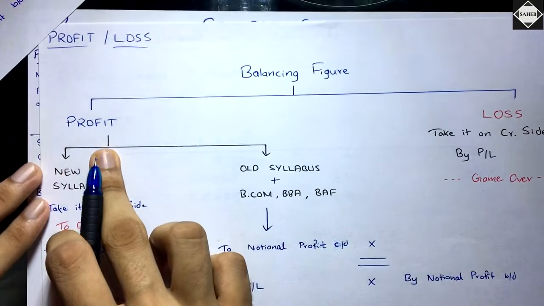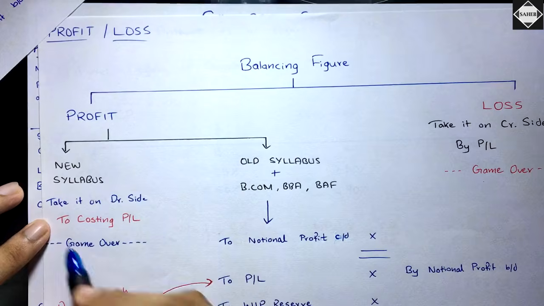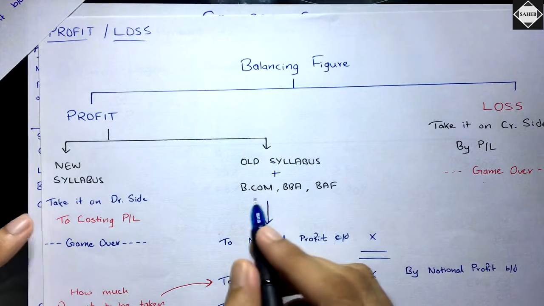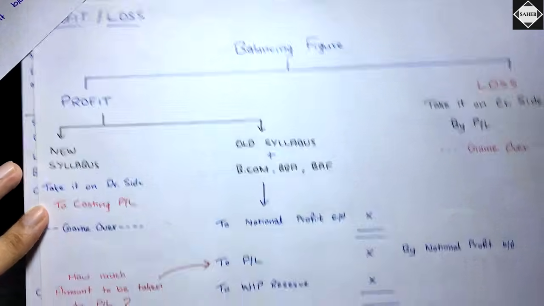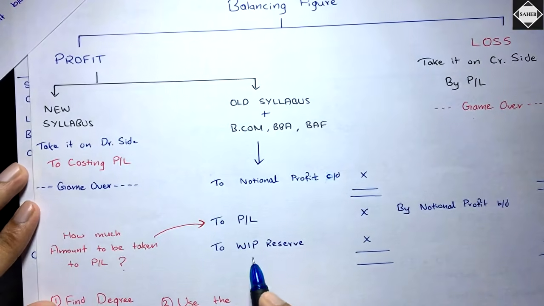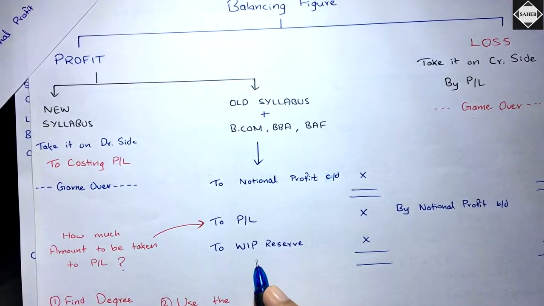But if there is a profit, what do you have to do? If you are on the new syllabus, a CA Inter student, you take it on the debit side to costing profit and loss. It's very easy for CA Inter guys. But for IPCC students and for the graduation courses, you have to split that profit into two: costing profit and loss and WIP reserve. How you have to do that, you have to understand properly. So please watch the video.